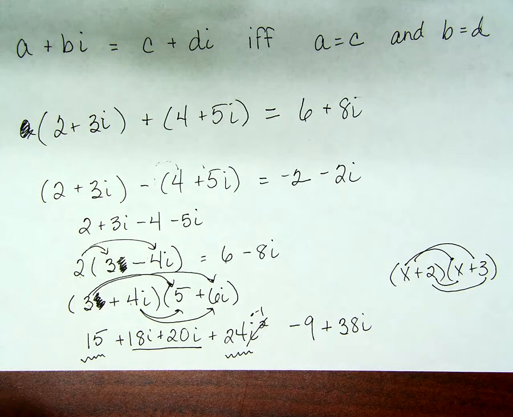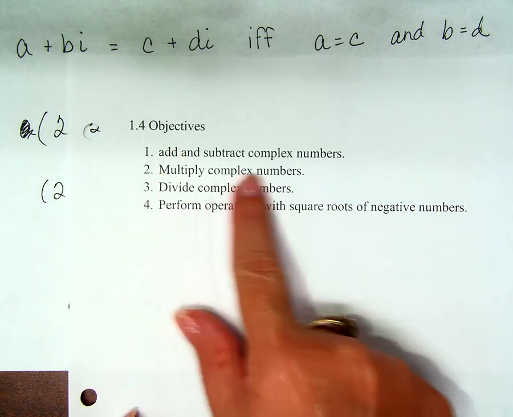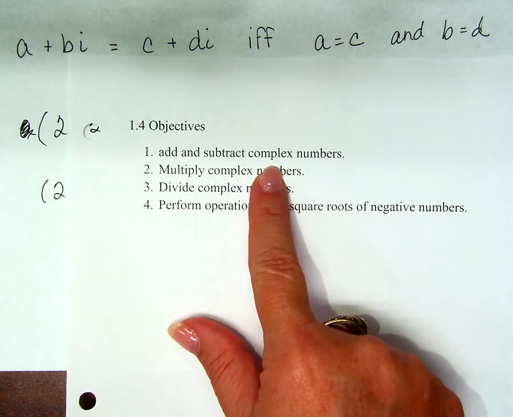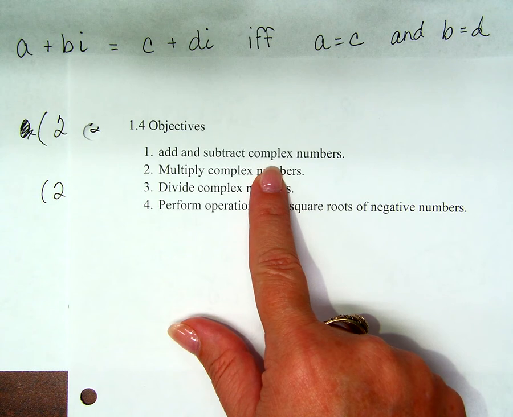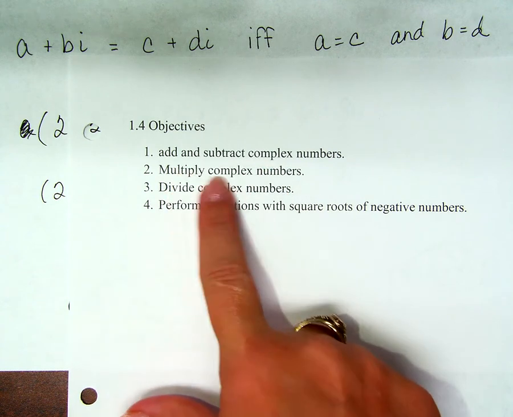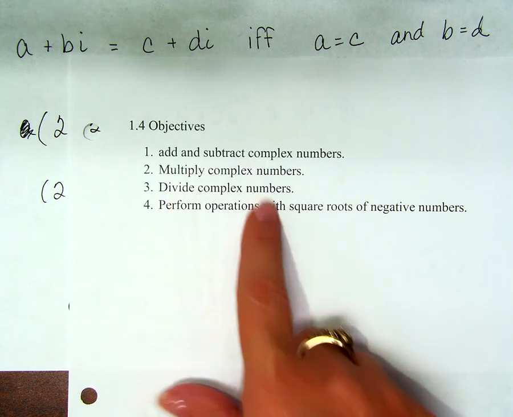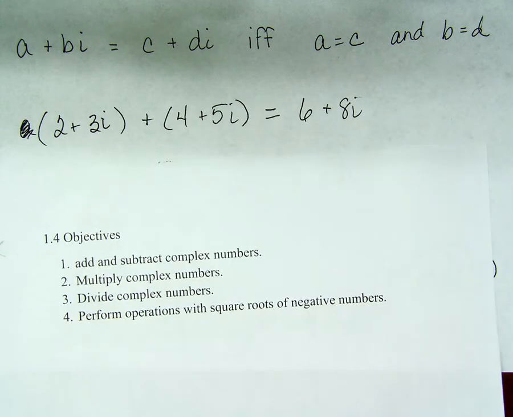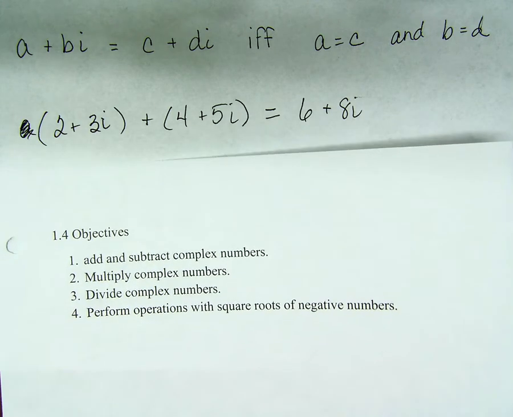All right. So far we've talked about adding and subtracting complex numbers. That's probably something I figured you could do by yourself, but I just wanted to show you a couple of examples. Multiplying complex numbers, yes. What about dividing complex numbers? Do we need to talk about that real quick? Okay.